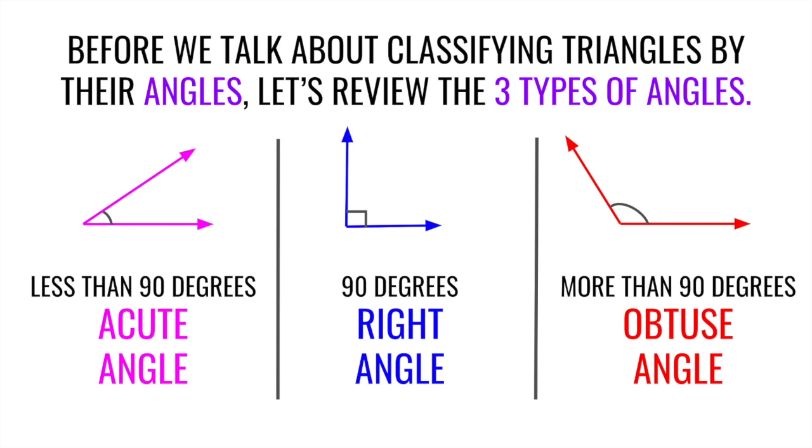Before we talk about classifying triangles based on their angles, it is definitely important to review the 3 types of angles that are needed when talking about triangles. So the first one is an acute angle. An acute angle is less than 90 degrees. I like to think of it as a tiny, cute angle.